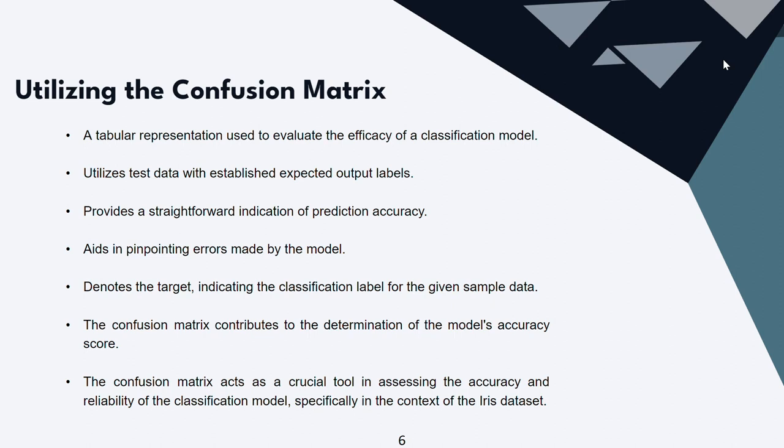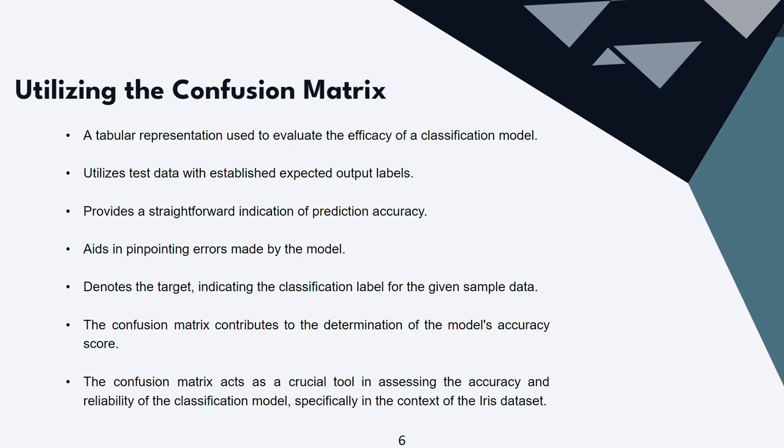Utilizing the confusion matrix. The confusion matrix serves as a tabular representation to evaluate the efficiency of a classification model. This matrix utilizes test data where the expected output labels are already established. It provides a straightforward indication of whether the model's predictions are accurate or not, and it aids in pinpointing any errors made by the model. The model's accuracy score was determined using the confusion matrix.